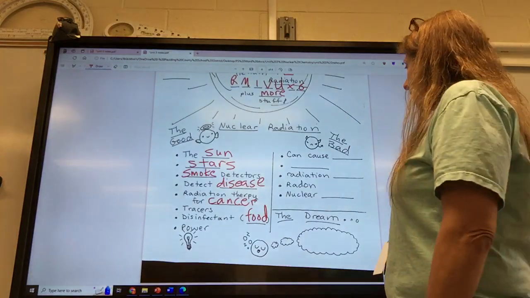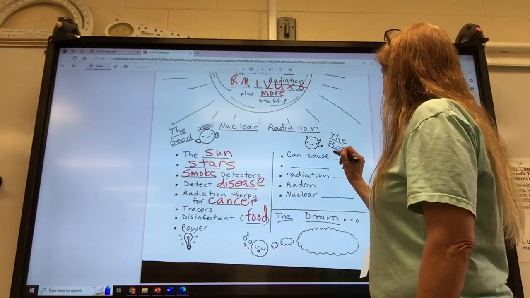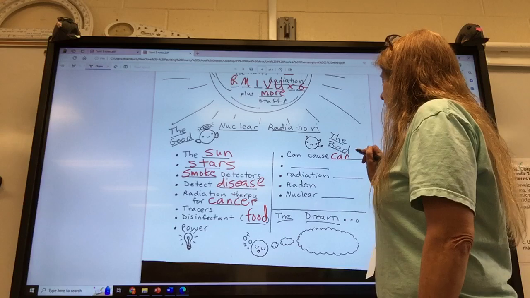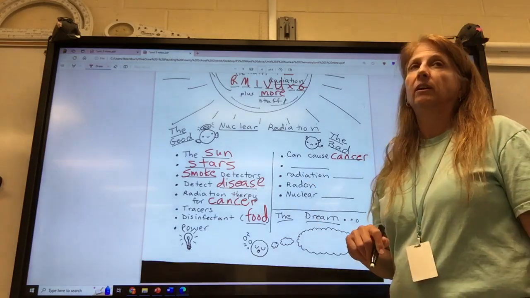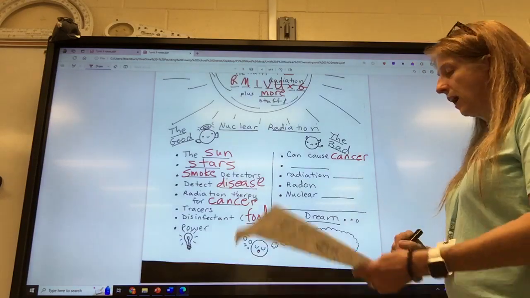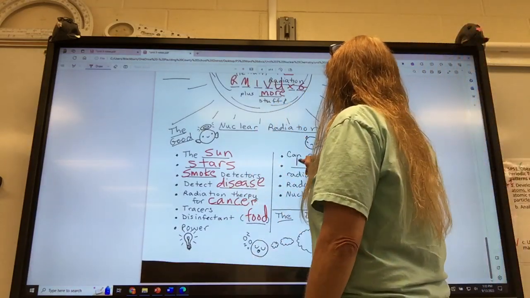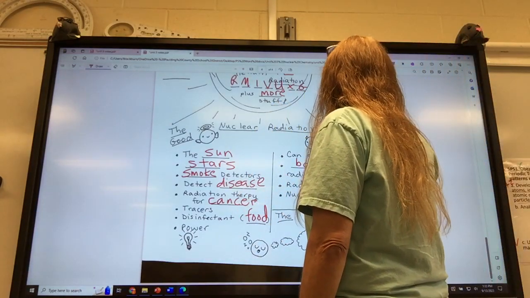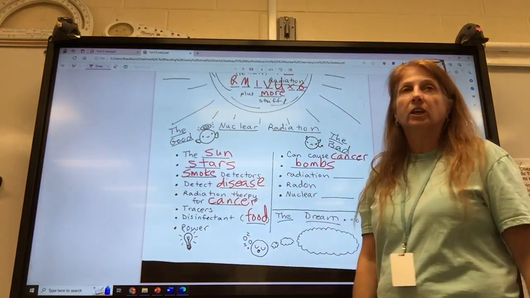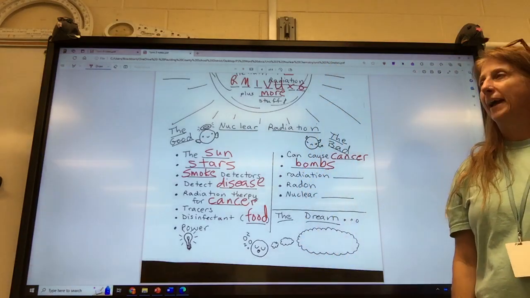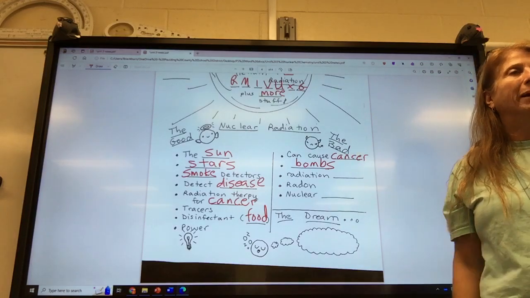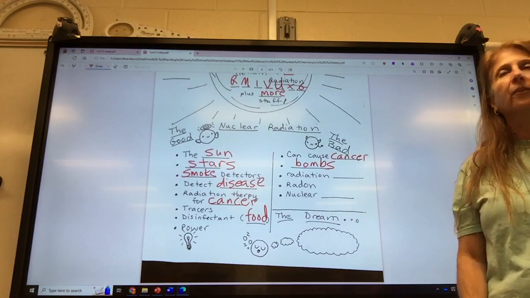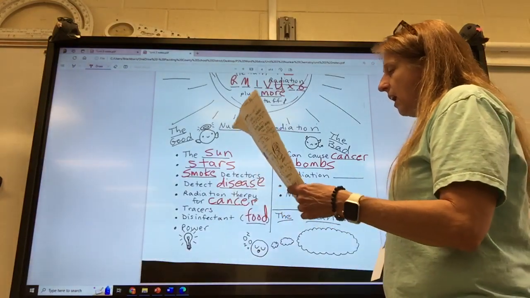Now what's bad about it? It can cause cancer, so that's kind of weird that it can cure cancer, but it also can cause cancer. Isn't that weird? Also, I'm going to say bombs are bad. You know, maybe if you're a military person, you might think bombs are good, killing the bad guys and letting the good guys live. But I'm still putting bombs in the bad category. If you want to write it in the other category, you can feel free.